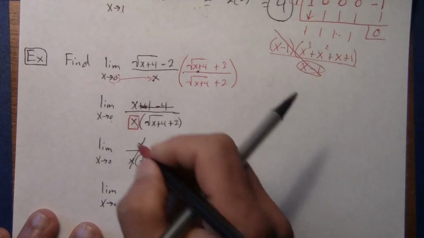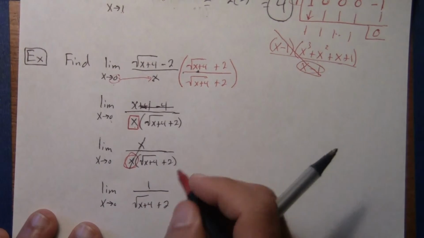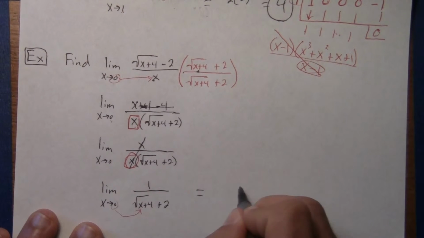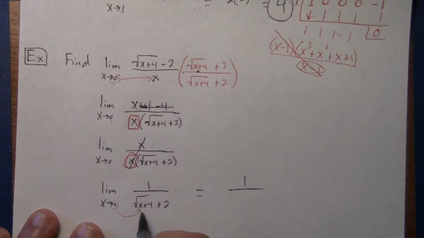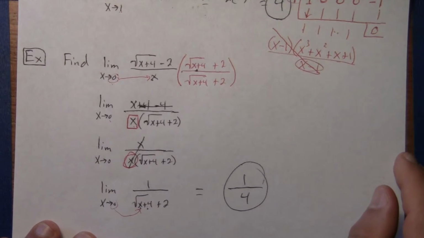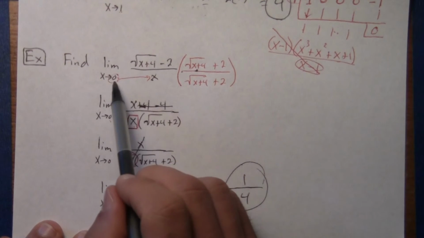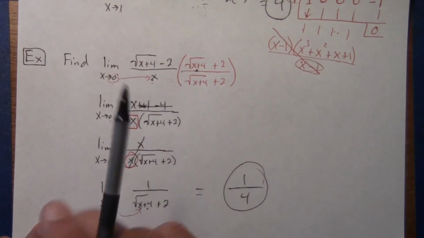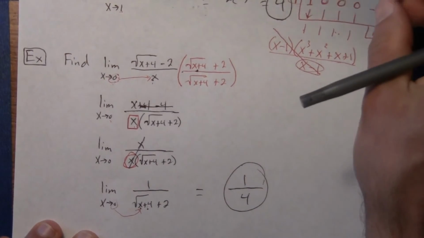And now, the second that this x is gone and it cancels, now I can take 0 and plug it in for x. So now I'm going to get 1 in the numerator divided by 0 plus 4, the square root of 4, which is 2, plus 2. My limit is 1/4. So anytime you're doing a problem where you're not allowed to plug the number in and you see the radical in it, that means you're going to want to rationalize the numerator.